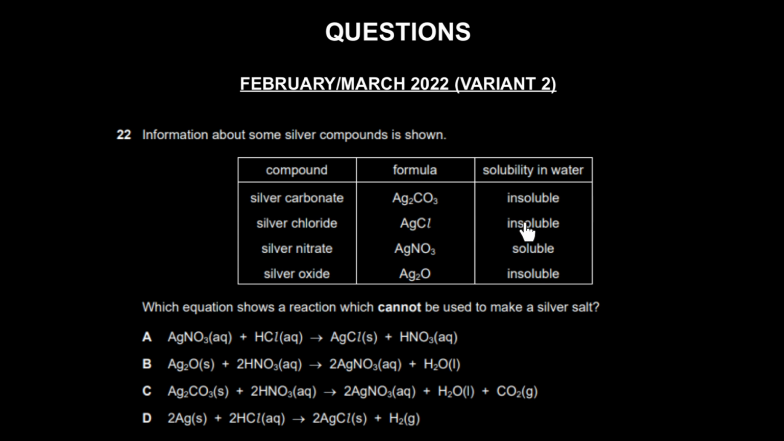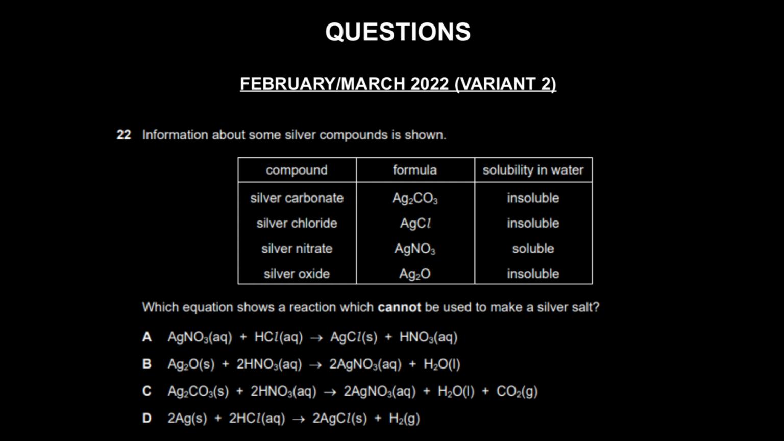So silver chloride is an insoluble white precipitate, right? And all nitrates are soluble, so obviously soluble. All oxides, we don't need to know the solubility rules for oxides in our course, but he's given us that this particular oxide is insoluble. Now it says which equation shows a reaction which cannot be used to make this silver salt. Obviously these three salts are insoluble, so we are going to use a precipitation reaction to form them.